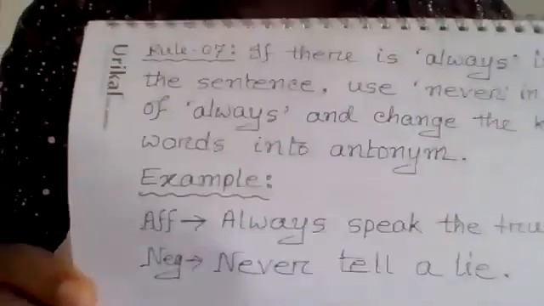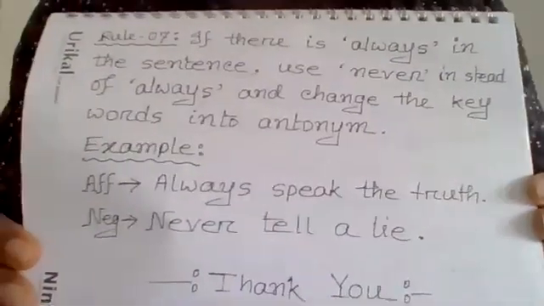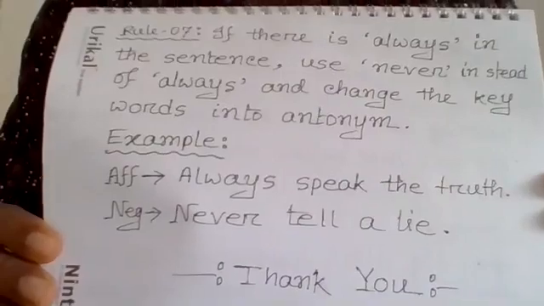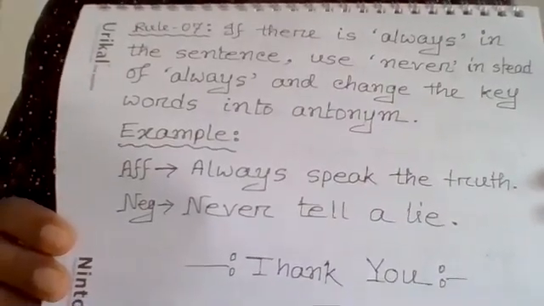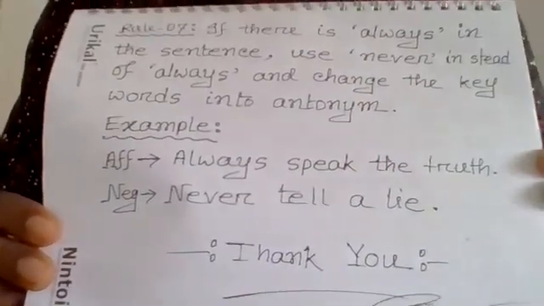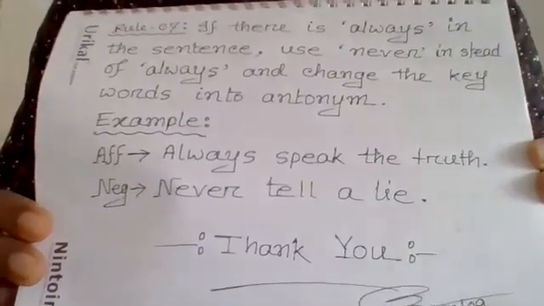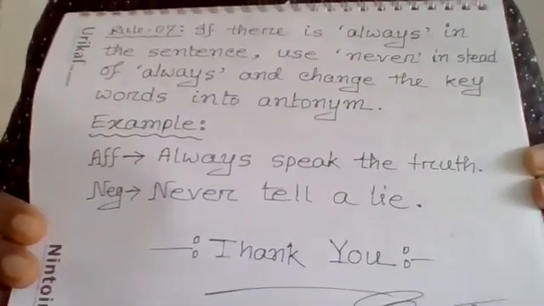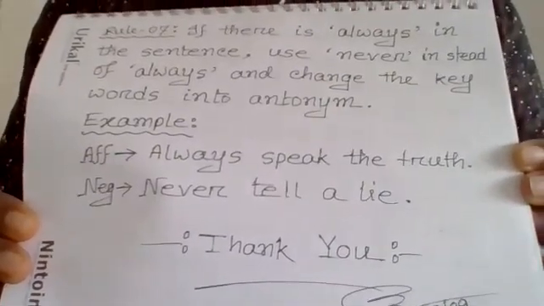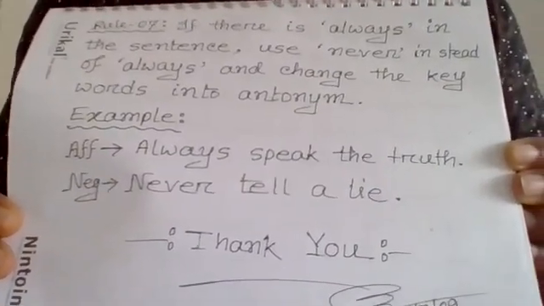If a sentence includes always, you will have to write never in place of always, and the keyword must be changed into antonym. Look at the rule. Suppose always speak the truth, write never instead of always, and the antonym of speak the truth is tell a lie.